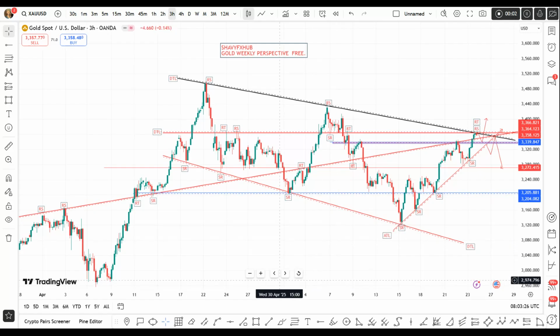So we have a short video for the week, and going forward from now, we want to make videos as short as possible. So let's go straight to the point. Let's look at the structure of XAUUSD.